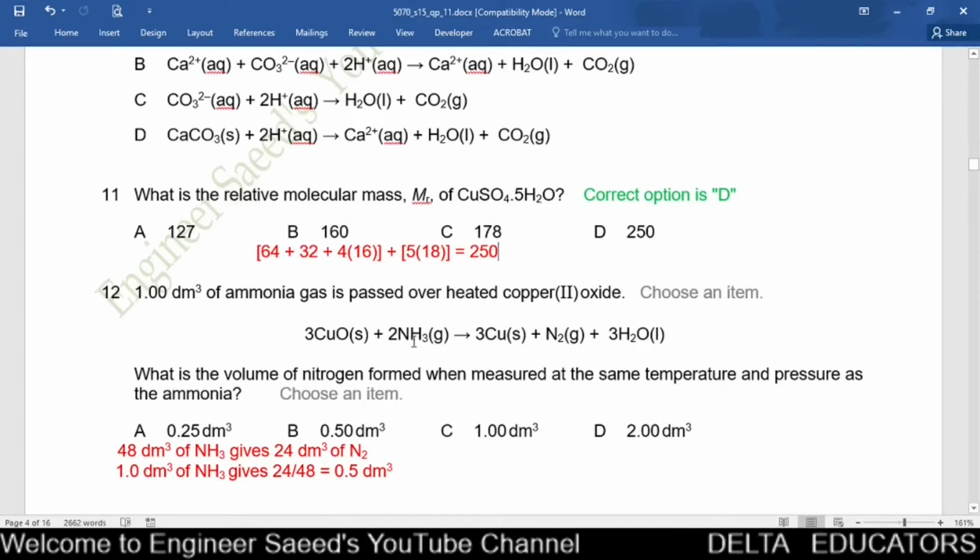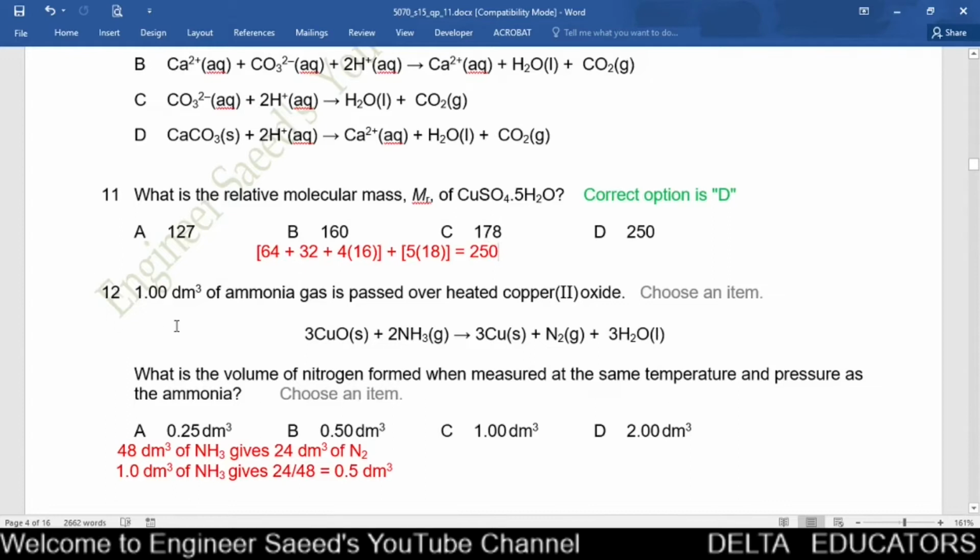Now here in this balanced equation, we have 2 moles of ammonia and 1 mole of nitrogen. So here we can say the volume of ammonia will be 2 multiplied by 24, it will be 48 decimeter cube. And the volume of nitrogen will be 24 decimeter cube. So from the balanced equation, from 48 decimeter cube of ammonia, we get 24 decimeter cube of nitrogen.